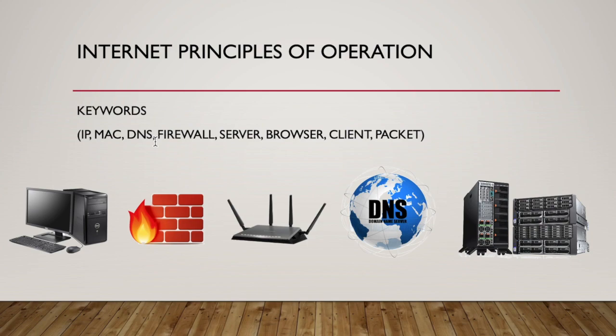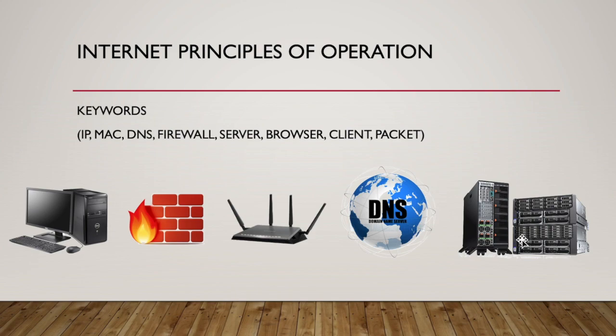Here we've got our computer, PC, we've got a firewall, we've got a router or a modem. Well, the router contains a modem. And we've got a DNS server and we've got our final destination server. You need to know what each of these does, what the role of it is.